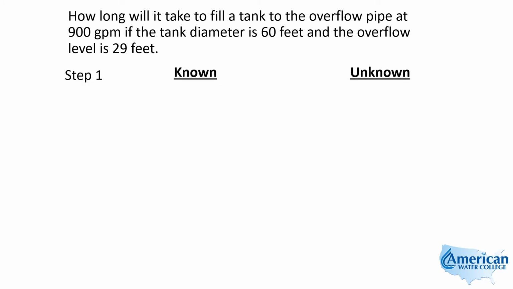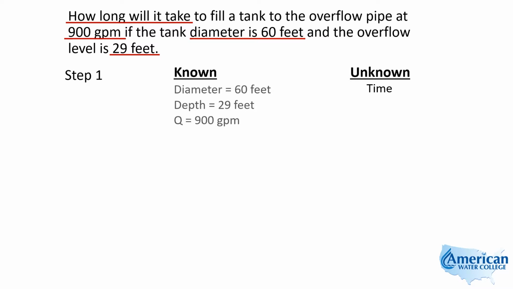How long will it take to fill this tank to the overflow pipe at 900 gallons per minute? Our diameter is 60 feet, and the overflow pipe is 29 feet. So let's take that information and write it down. That'll be step one. So we're looking for time. The diameter is 60 feet, the depth is 29 feet, and our flow rate is 900 gallons per minute. So that completes step one.